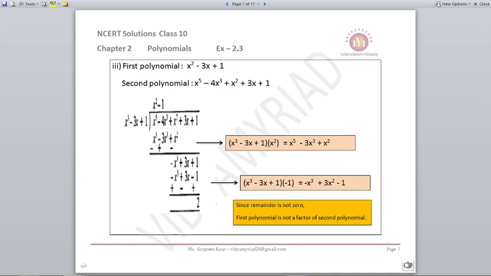Third part. Here you see that after dividing x raised to power 5 minus 4x cube plus x square plus 3x plus 1 by x cube minus 3x plus 1, you got your remainder as 2. So since the remainder is left over here, it means that the first polynomial is not a factor of the second polynomial.